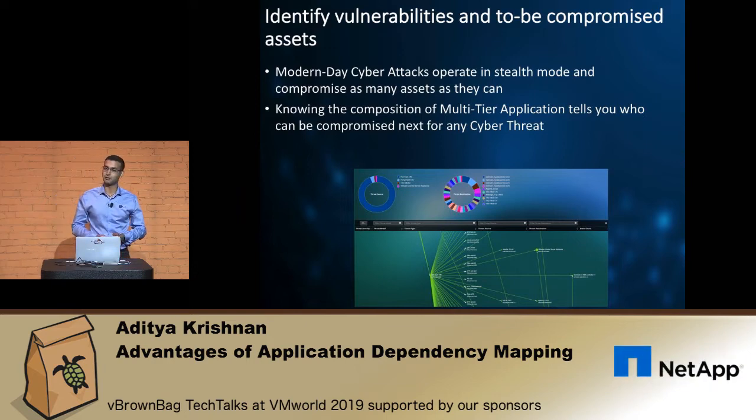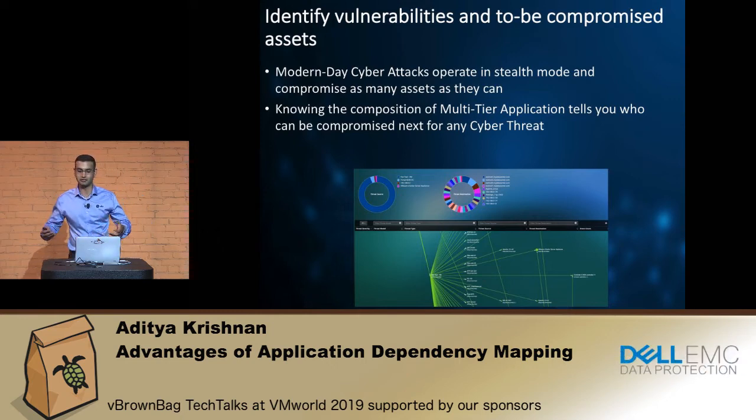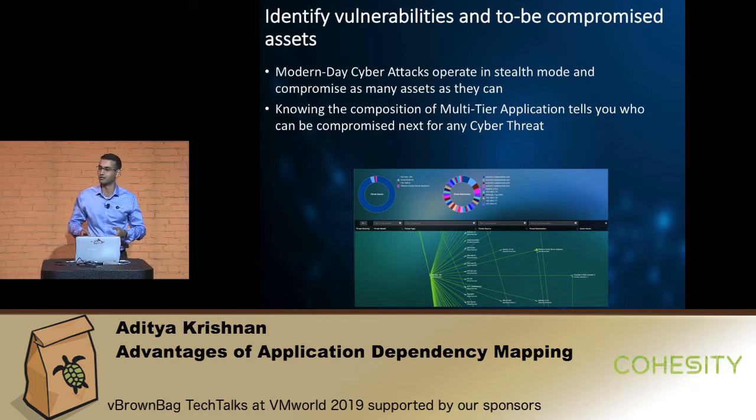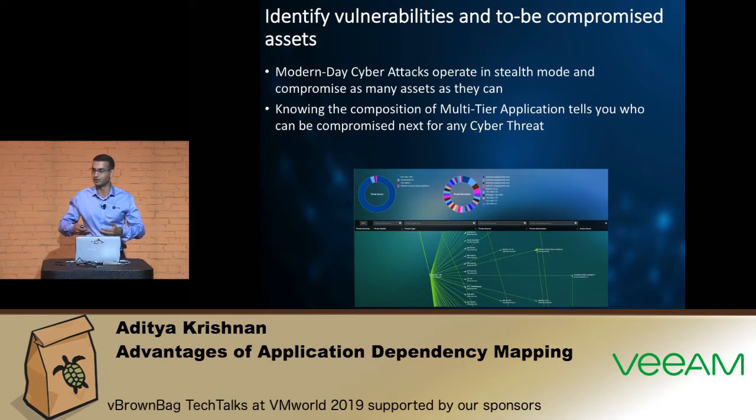The other use case with regards to application dependency mapping pertains to security. A lot of times, by drawing out application dependency maps, it is very easy for us to identify any application anomalies. And as we all know, modern day cyber attacks are really in stealth mode. They are no longer the smash and grab that they used to be. So being able to identify the single points of failure and these multi-tiered applications can tell you what the assets are that could be compromised in case one asset is known to be compromised already.